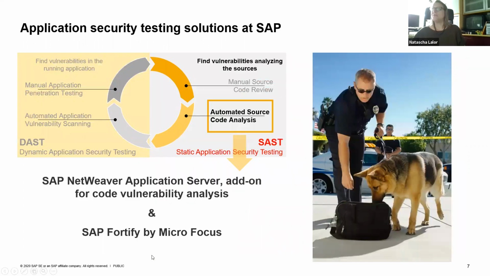So how can we intervene in this, or what can we do to prevent these? The one thing is, of course, the Code Vulnerability Analyzer, and for non-ABAP it is Fortify by Micro Focus. But let's focus on ABAP first. The Code Vulnerability Analyzer is basically SAST, so static code testing.